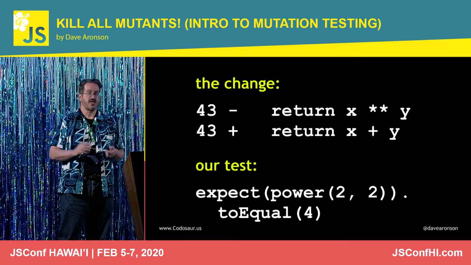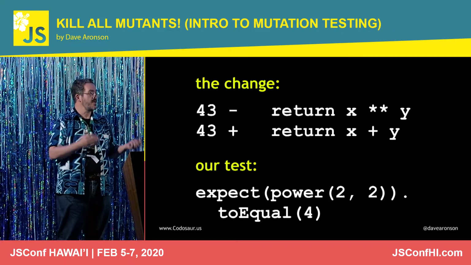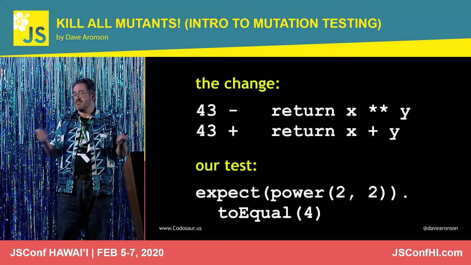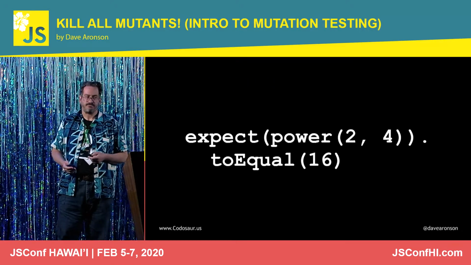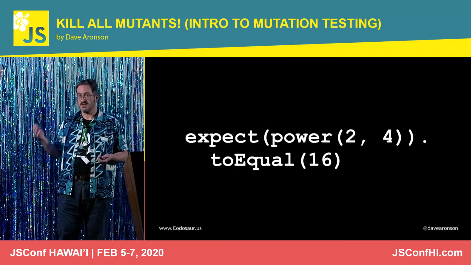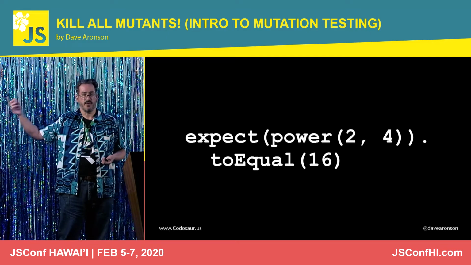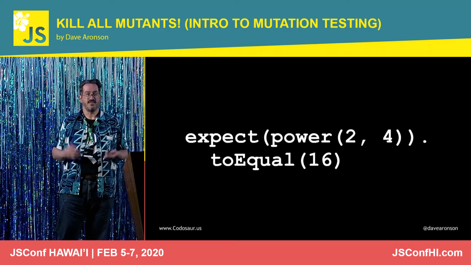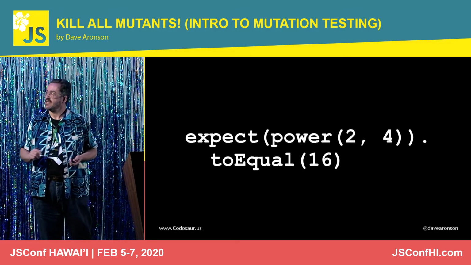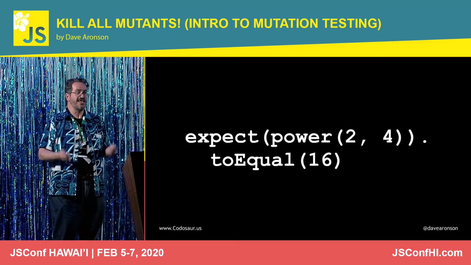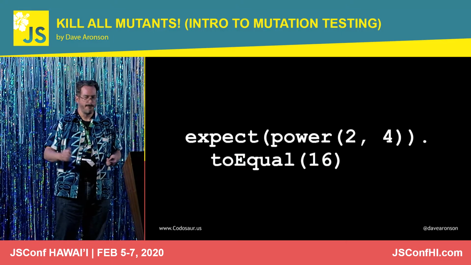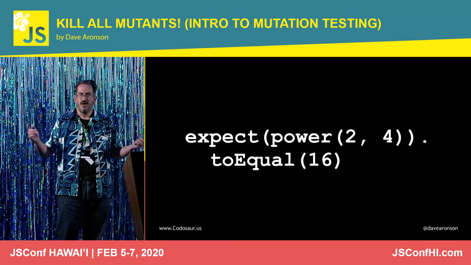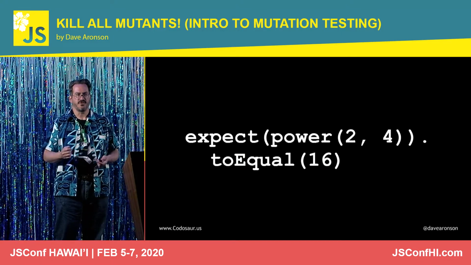We can either add a test or tweak our existing test to maybe something like this. 2 plus 4 is 6, which is not 16, so this will kill the plus mutant. Better yet, 2 times 4 is 8, also not 16, so as a side benefit, it kills the times mutant as well. But the argument swapping mutants still survive.